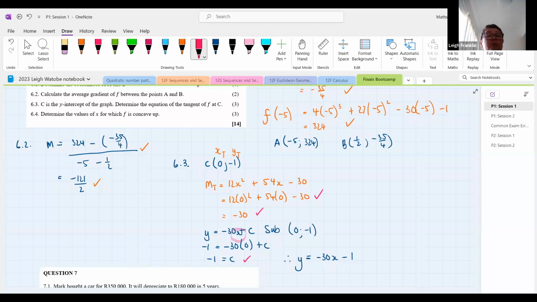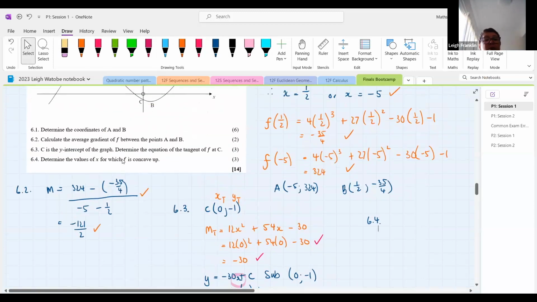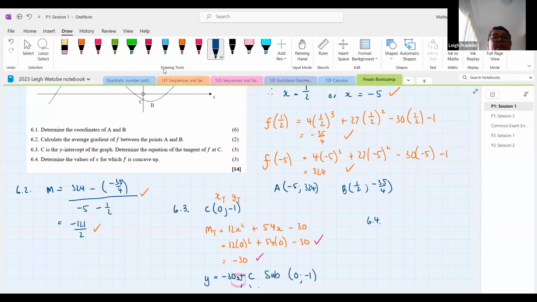Okay, last question, question 6.4. They want us to determine the values of x for which the graph is concave up. Now when it comes to this question, I don't know if you guys remember when we were doing this question in class this year, I had mentioned that there were 2 ways you could answer a question like this. Because they are talking about the values of x for which the graph is concave up, our second derivative is our concavity. So remember, I'm just going to say it again before I get started, y is an output.